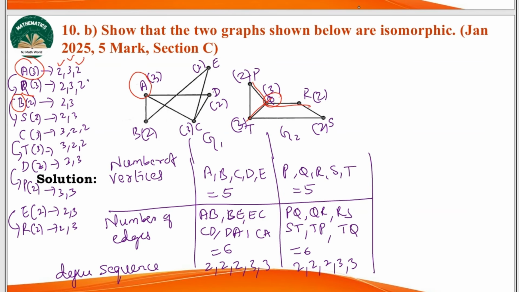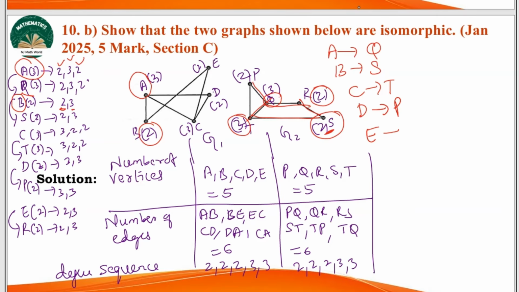Then if you take vertex B, its degree is 2, and it is connected with 2 and 3. Similarly, if you take S, the vertex S has degree 2, and it is connected with two adjacent vertices which have degrees 2 and 3. So f of A is equal to Q, and B will be equal to S. Then C is equal to T, D will be equal to P, and E is equal to R. Therefore the edge connectivity is retained in both the graphs. Therefore the given graphs are isomorphic.